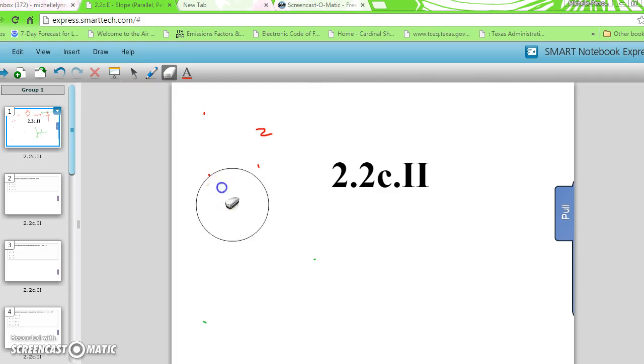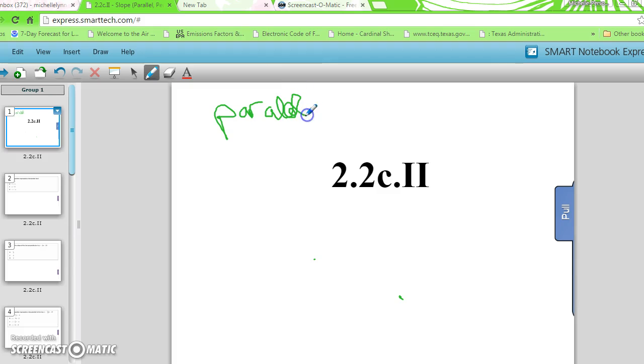Okay, parallel lines. I apologize, it's hard to write on the computer. So let's draw some parallel lines. These are not going to be exact, but you'll get my gist. Parallel lines, you should know, never intersect. Never, ever.